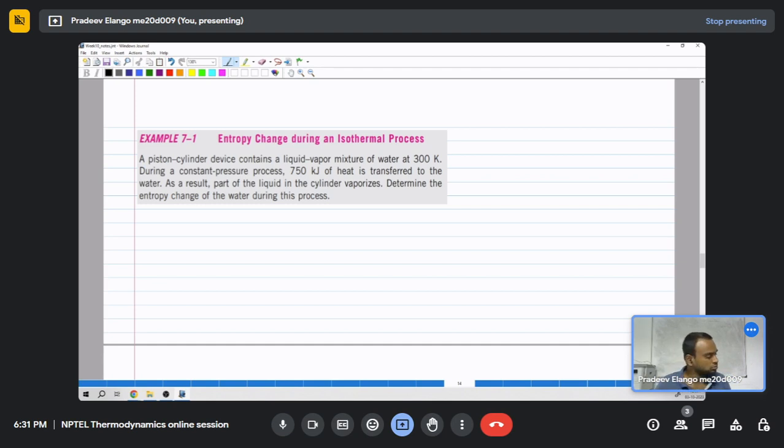Here delta S is to be found out, and this is dQ by T. Since the temperature is constant and the total energy is also given, we can have delta S equal to 750 kilojoule by 300 Kelvin. So this is 2.5 kilojoule per Kelvin.